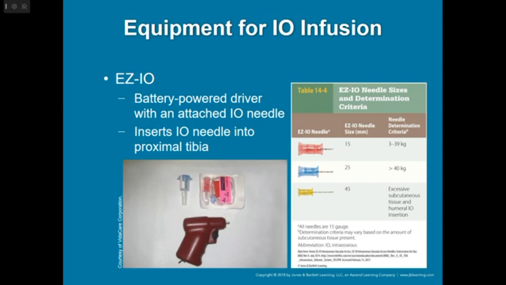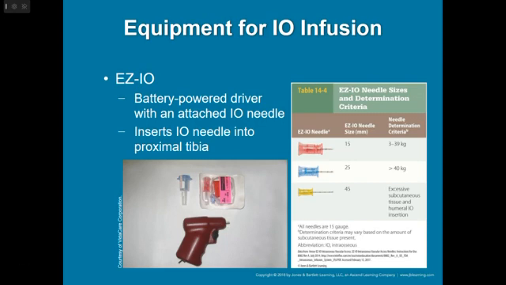EZ-IO is probably the most popular nowadays. It has a little battery-operated gun drill, and then you put the needles on there, the red, the pink, the blue, or the yellow. The yellow is a long one. It's for those larger patients that you have to go through that adipose tissue. Blue is your standard adult, and then the pink is going to be your pediatric size. They're all 15 gauge needles in diameter. They're just different lengths.